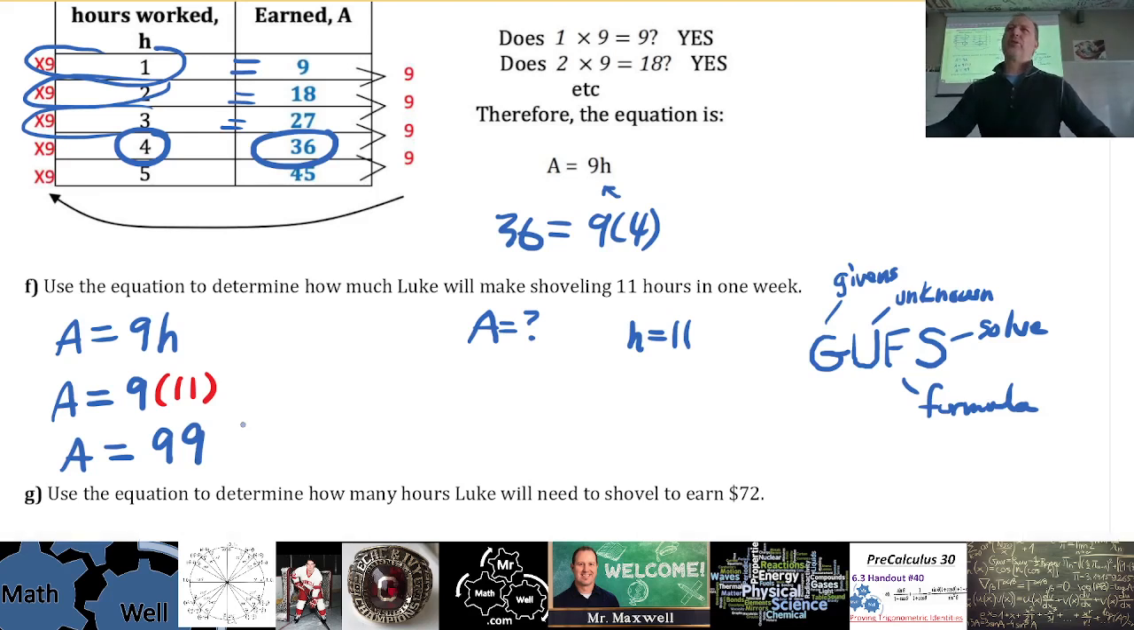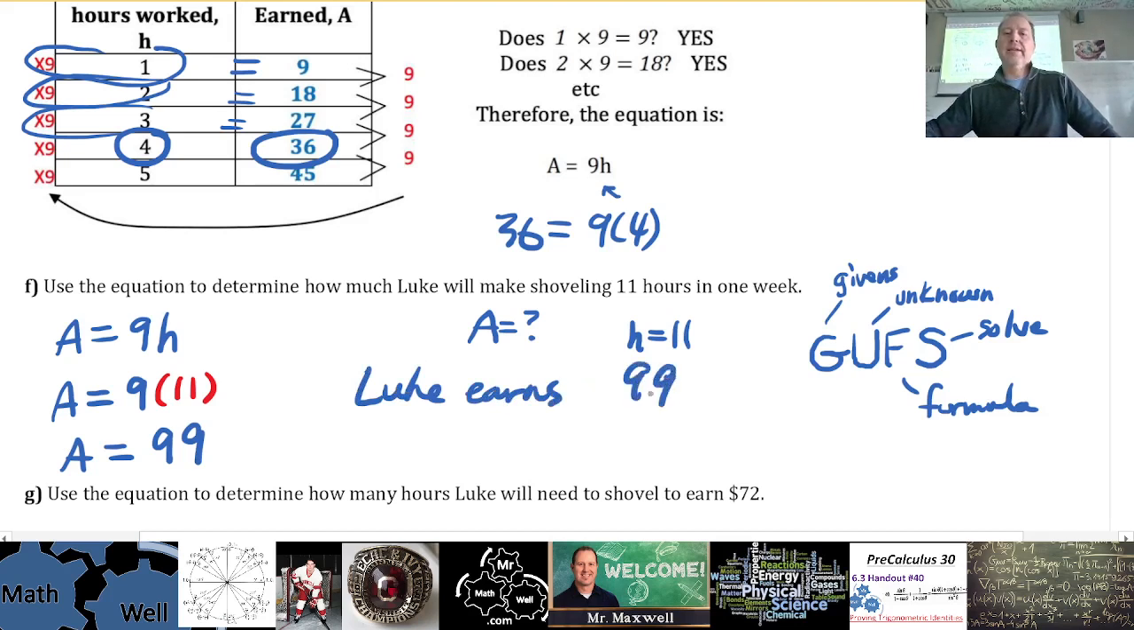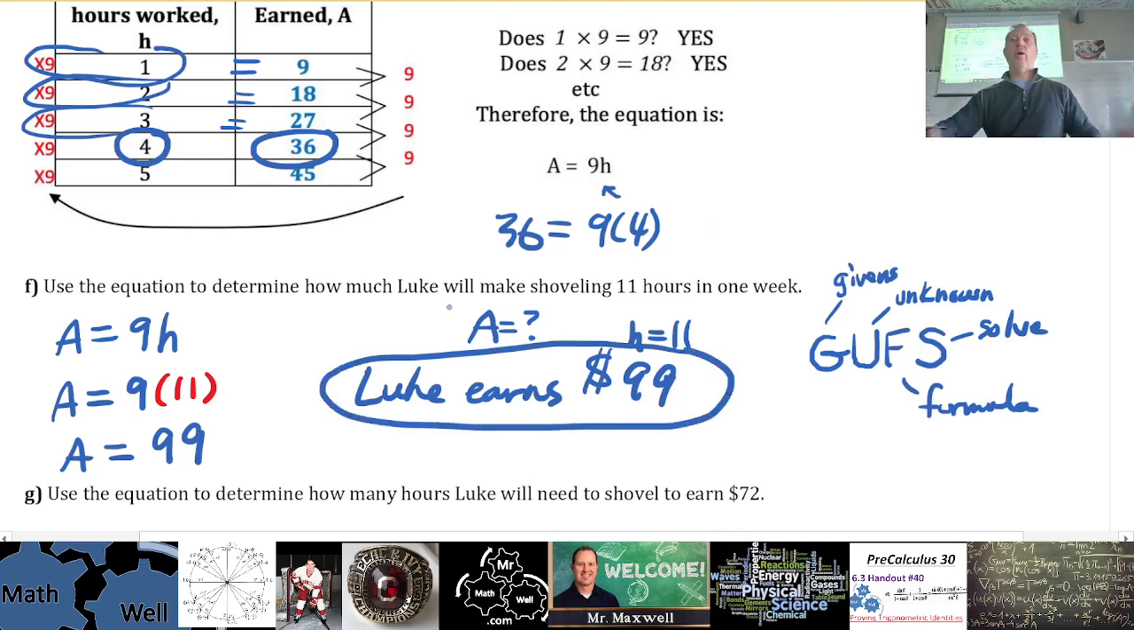In a question like this, what you should always do is finish with a sentence that has proper units. Okay, a sentence that has proper units. So this is not good enough. You should say something like, Luke earns 99, and then please put the unit there. Okay, and then circle that. So you want to show your work this way, and then identify your answer clearly like this. So sorry, what was the question?